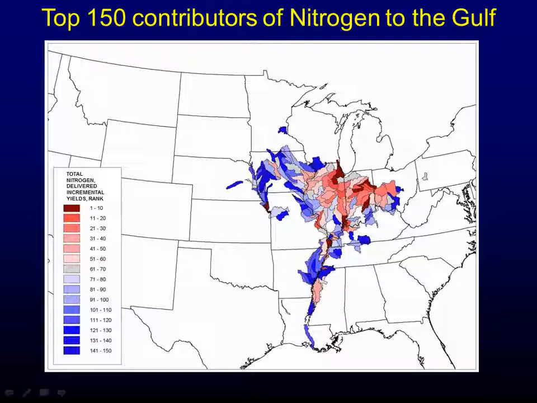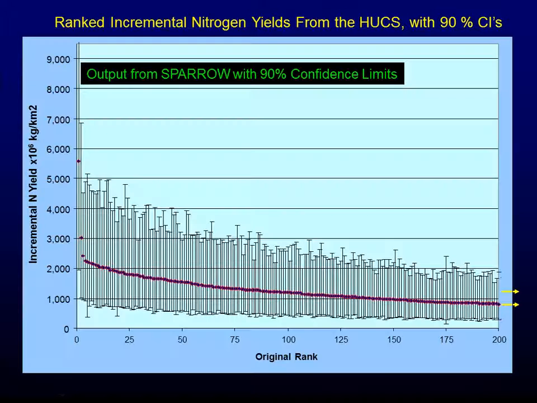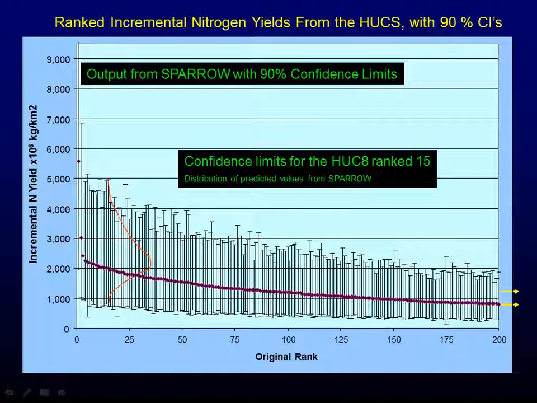So what they wanted me to do then, even before I had it out, is put confidence limits on my predictions. So what we did was try to take advantage of the statistical side of SPARROW. This line actually goes all the way out here. It stops at 200, but it goes out to 818. And so here are our confidence limits on this particular model.